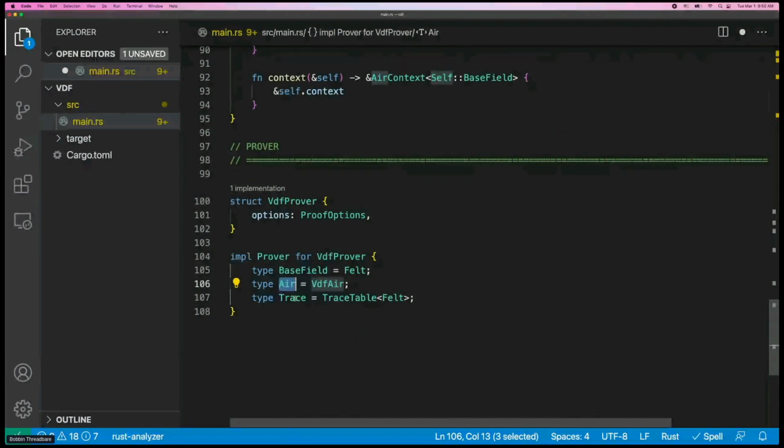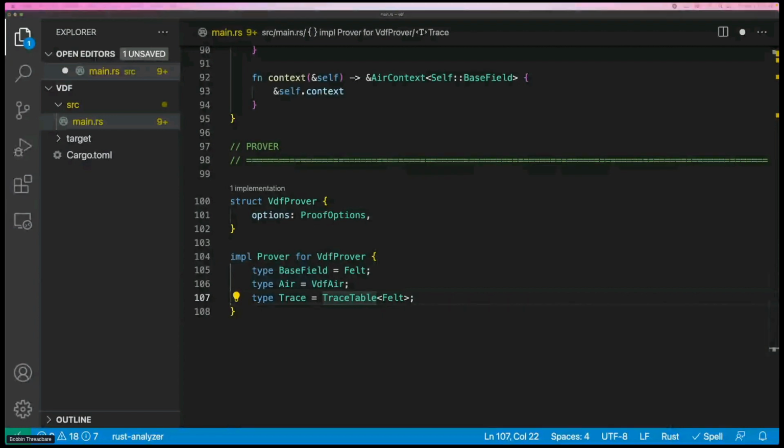And it needs to specify what we are going to use to describe the execution trace. In this case, Winterfell provides this TraceTable struct that you can use as a default trace for probably most of the needs you have. But in case that struct doesn't work for whatever reason, you can always override it or implement your own execution trace in whichever way you need for your specific use case.